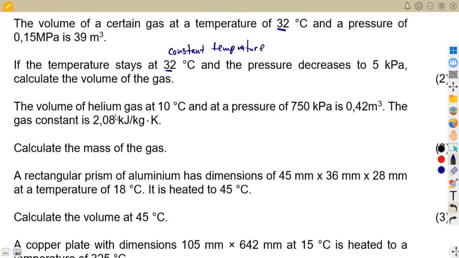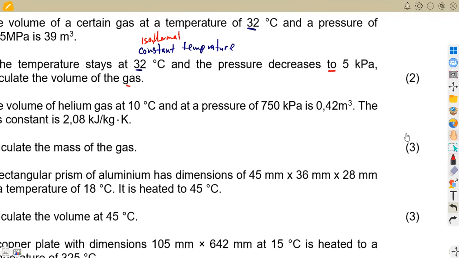All right. So that is an isothermal process. This one is given a special name. Remember this special name: isothermal process. So that's an isothermal process where we've got a constant temperature in this case. And the pressure decreases to 5 kilopascals. Calculate the volume of the gas. So you need to calculate the volume in this case.